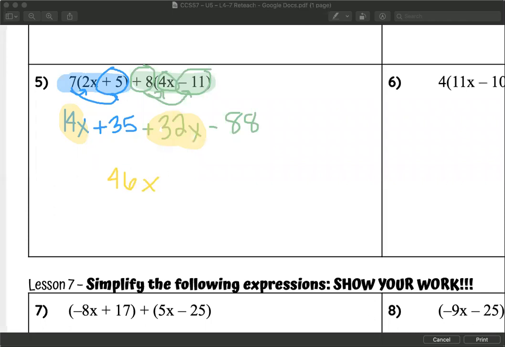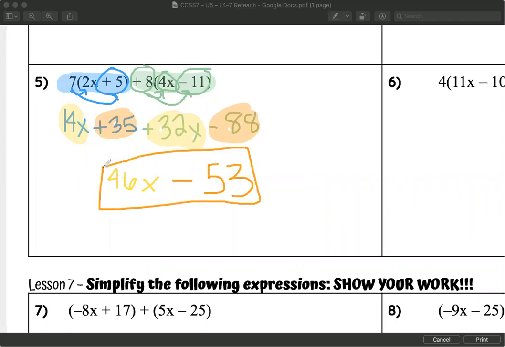And then we also have constants that we can combine. We've got positive 35 and negative 88. They are opposites. We're going to find the difference between 88 and 35, which is 53. And there were more negatives, so it is going to be negative 53, or the proper way to write that would just be 46x minus 53.